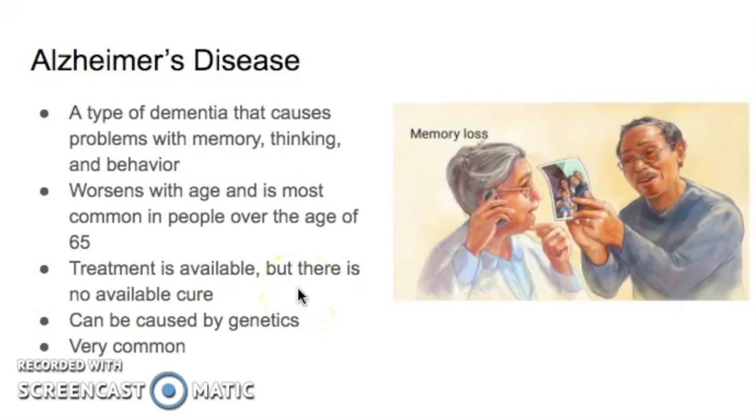Another type of nervous system disease is Alzheimer's disease. This is a type of dementia, so a chronic nervous system problem. It causes problems with memory, thinking, and behavior. Dementia worsens with age and is most common in people over the age of 65. There is treatment available, but there is no cure for dementia. It is very often caused by genetics, and it is very common, especially, as I said, in those over 65.